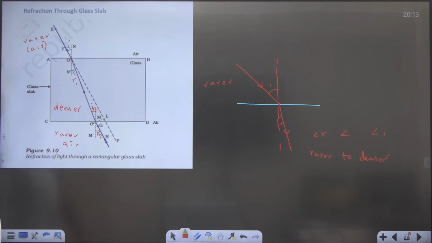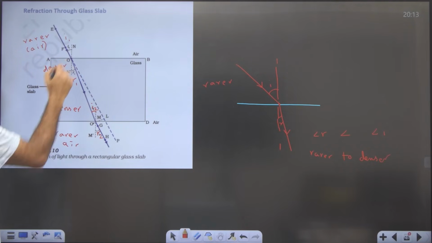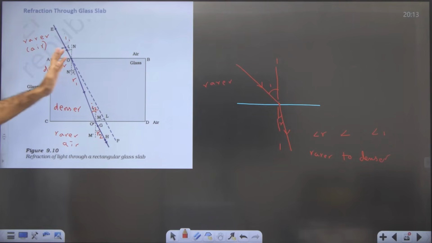So there are two refractions here. First case, rarer to denser. This is denser. Then denser to rarer. In the first case, it bends towards the normal, since it is rarer to denser. When the same light ray passes from denser to rarer, it bends away from the normal. Any doubt? It's an example of refraction.